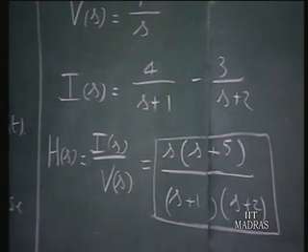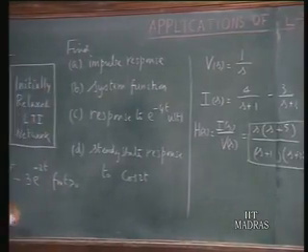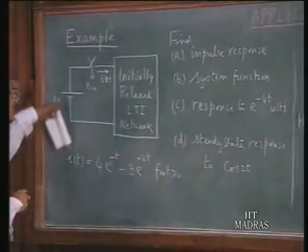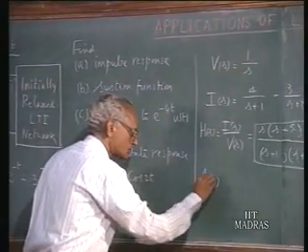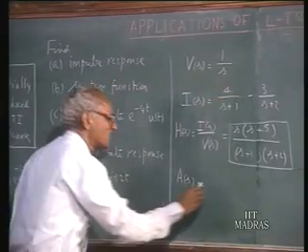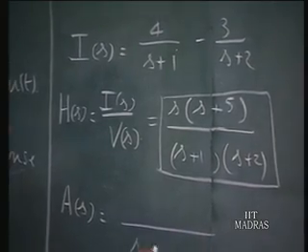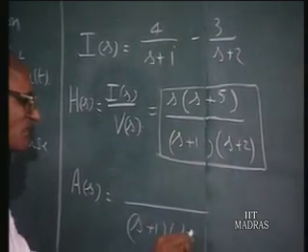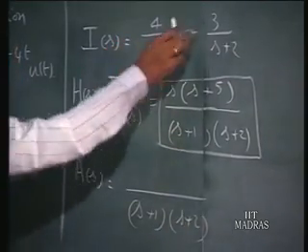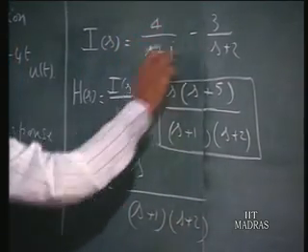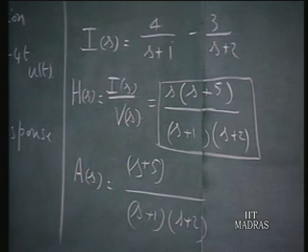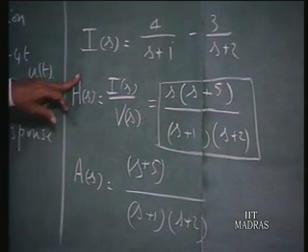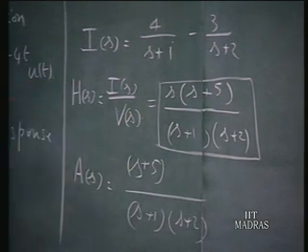If you look at this, I of s can also be thought of as a step response because the input is one unit step. Therefore, A of s is simply this one. So it is s plus 5 over s plus 1 times s plus 2. So 4s minus 3s is s, 8 minus 3, 5. So this is A of s. You can see that H of s is s times A of s. That is a result which we already know.